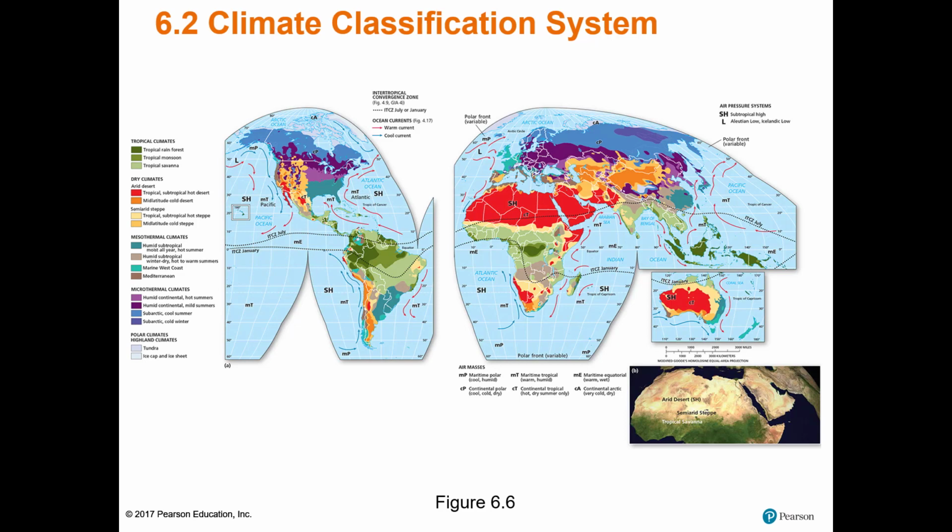Here is an example of the Köppen climate classification system. And so you can see the main areas of the tropical, dry, mesothermal, microthermal, and polar climates represented by the different colored polygons. This map is also showing you air masses, which we have studied in a previous chapter, and those abbreviations: M for maritime, C for continental, T for tropical, and P for polar, and there's also E for equatorial, A for Arctic.